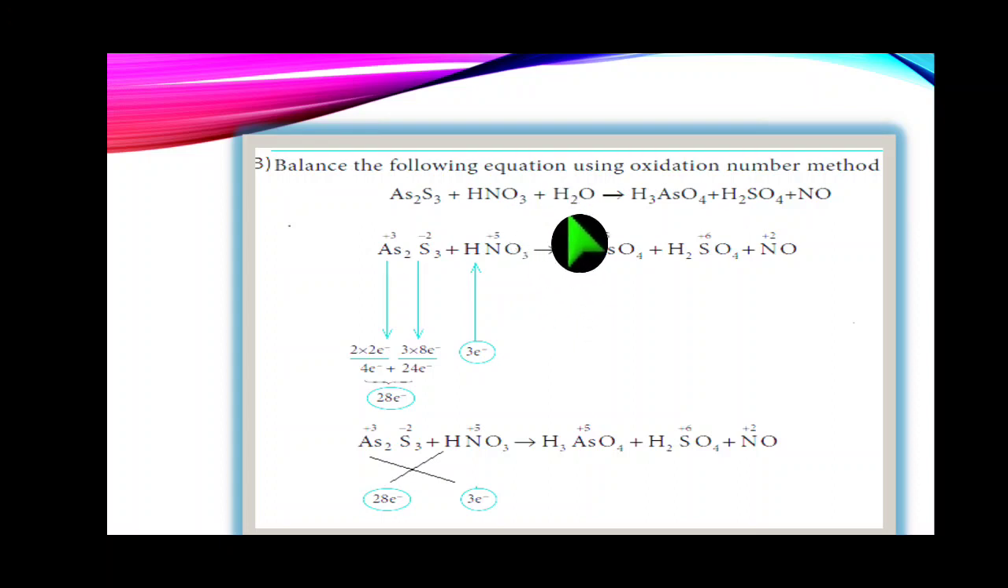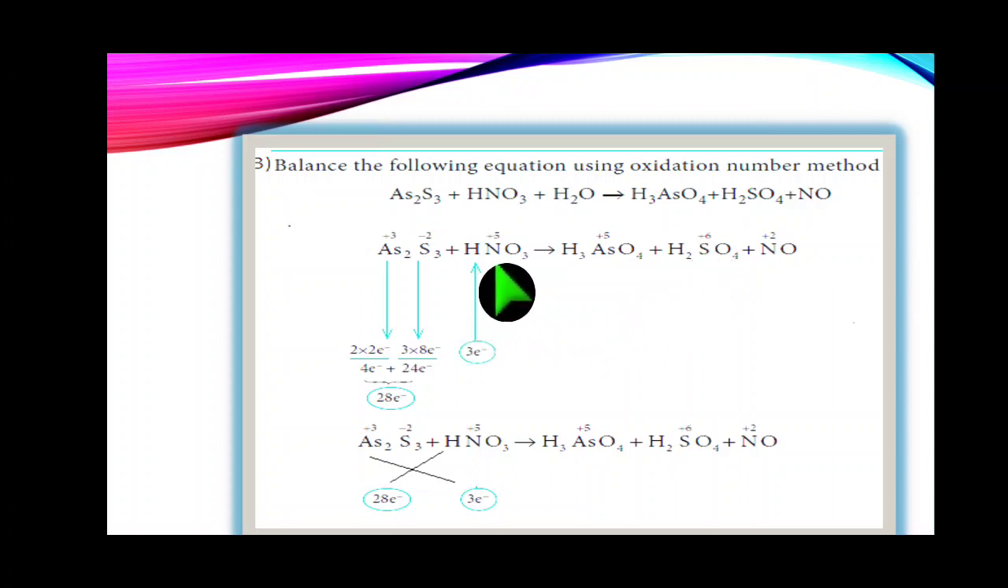So another reagent is not given. That's why we have to find the arsenic oxidation state and sulfur oxidation state. You have to find both. Here, arsenic oxidation state is plus 3; on the right side, arsenic oxidation state is plus 5. Then sulfur oxidation state here is minus 2; right side plus 6.